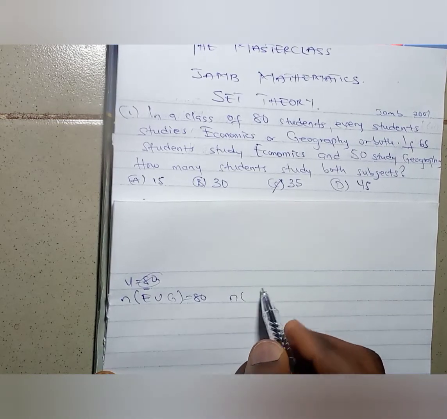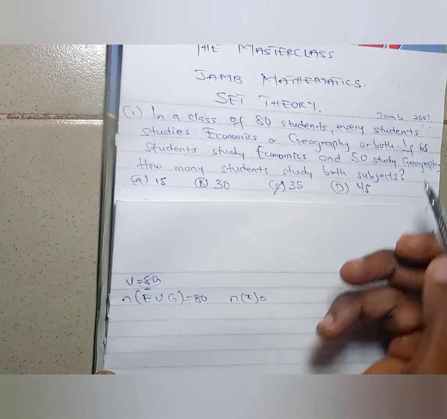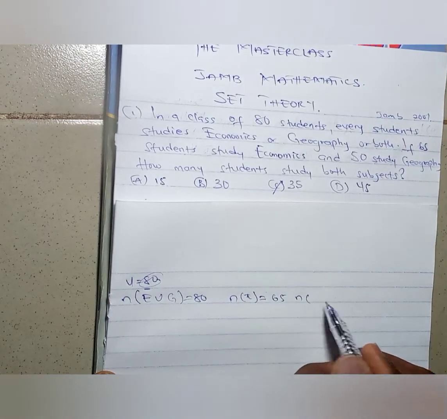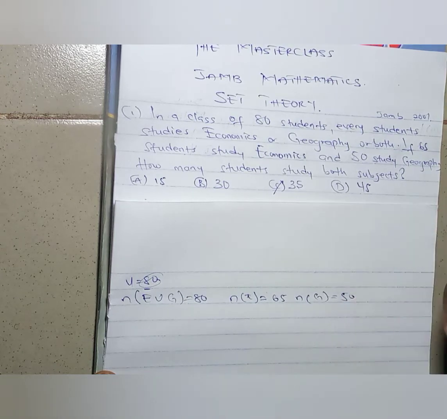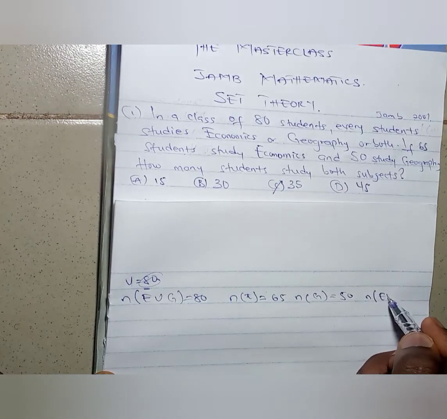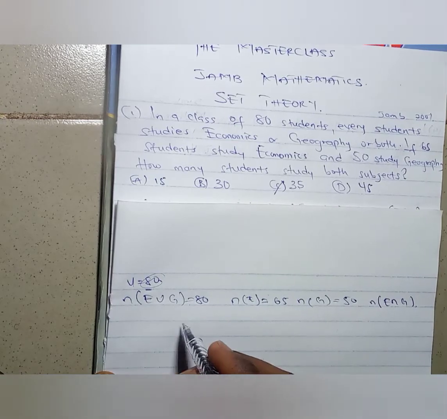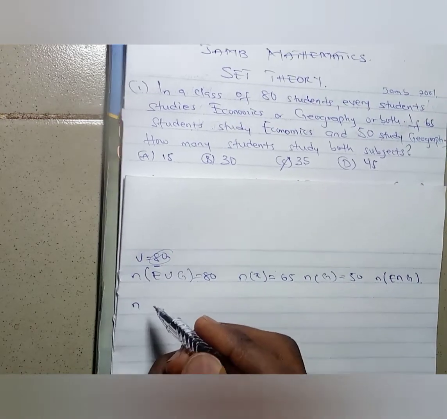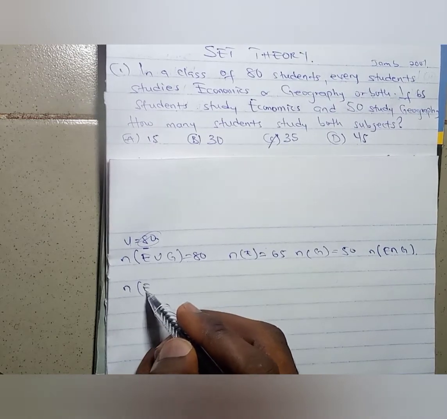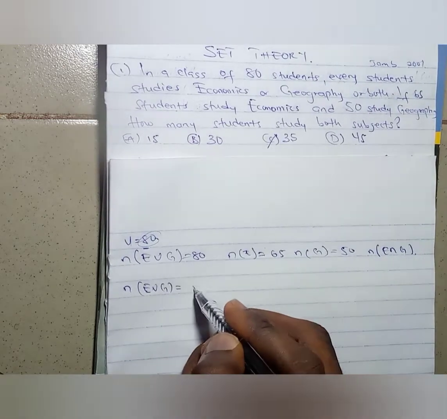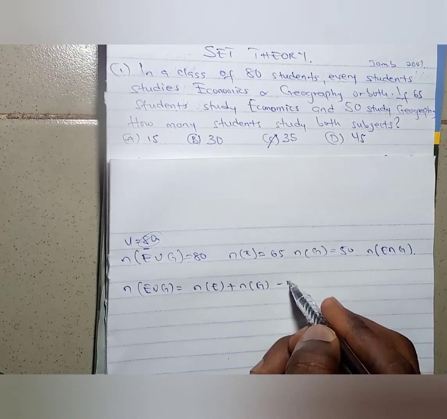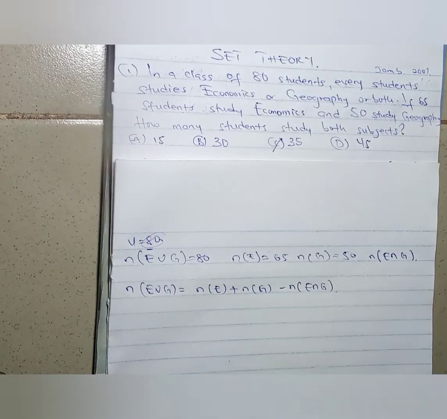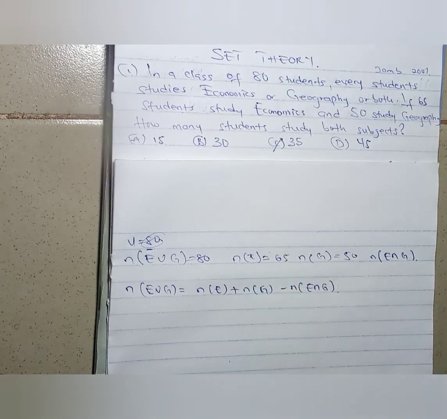Now the number of students that study economics is given by 65. The number of students that study geography is 50. And we are asked to find what? How many students study both, which is the intersection between economics and geography. Now let's write this down in a formulated way. Now this is a formula to apply when solving two set problems.